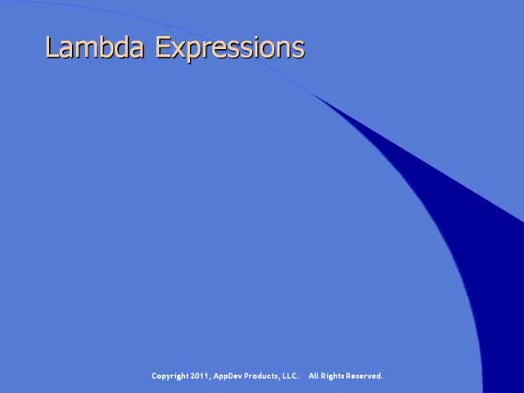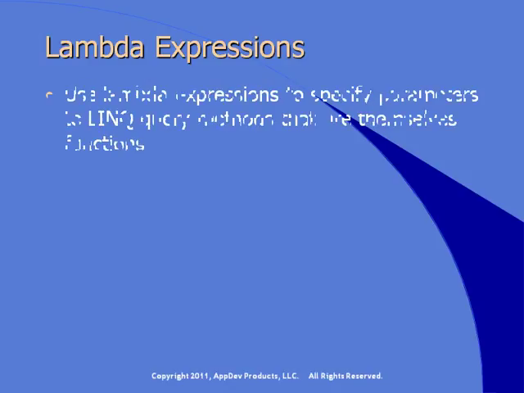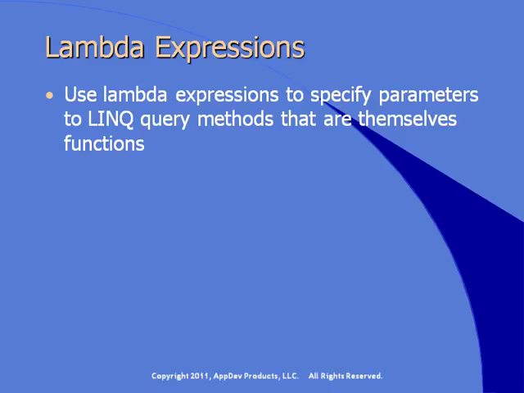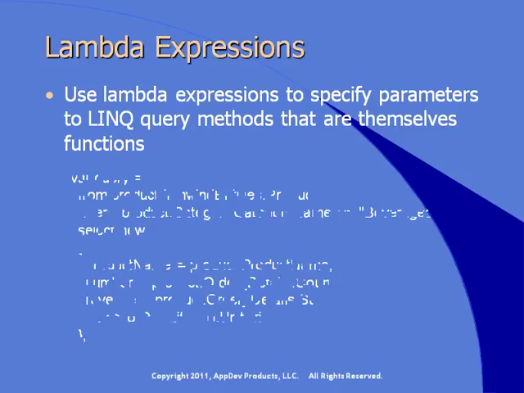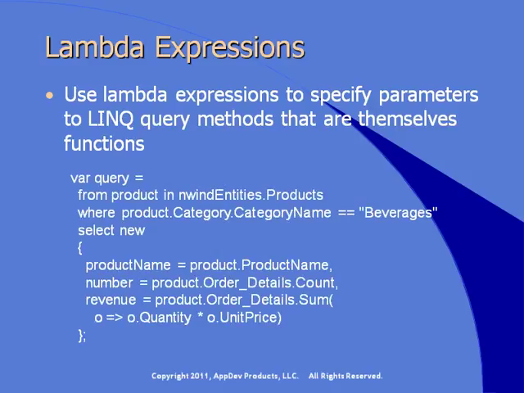I can use lambda expressions in my LINQ to Entities queries, and a lambda expression is used when I want to specify a parameter to a LINQ query method that is itself a function. So in this example, I want to get total revenue for beverages. The top half of the query is what we just saw, product.Category.CategoryName equals beverages, and then I want to bring back the product name, and the number of times it's been ordered.